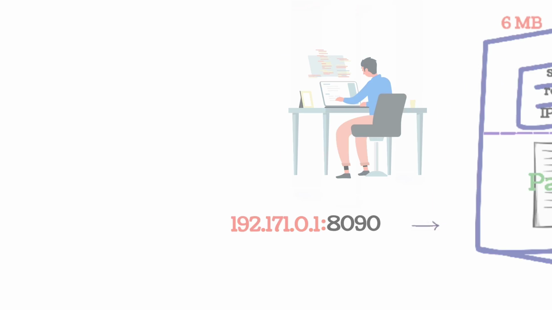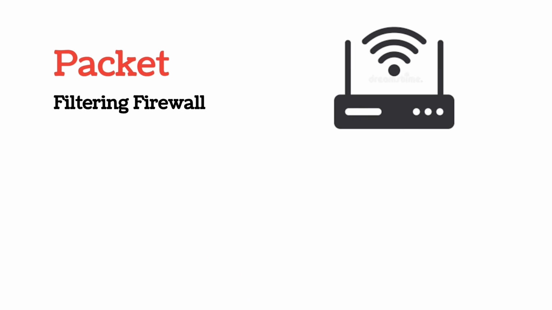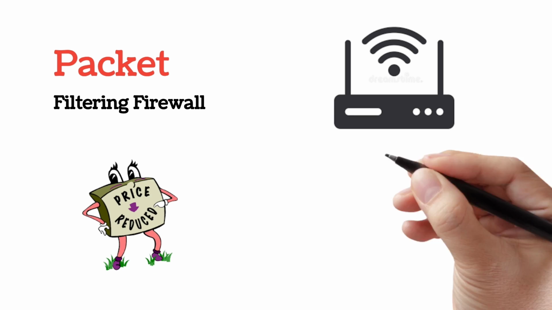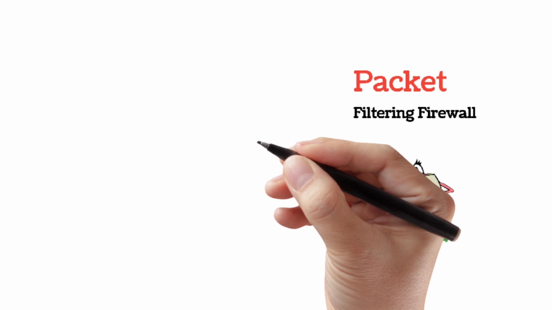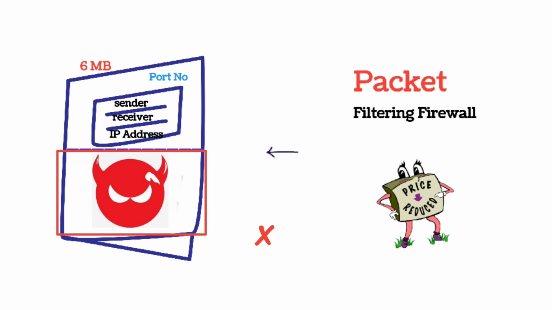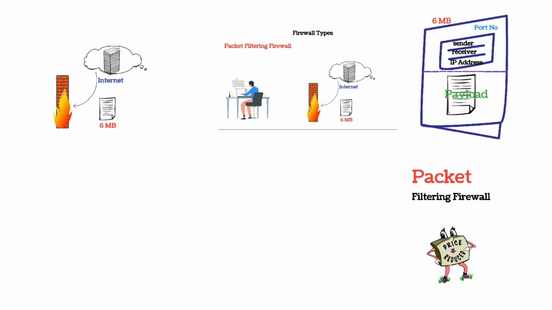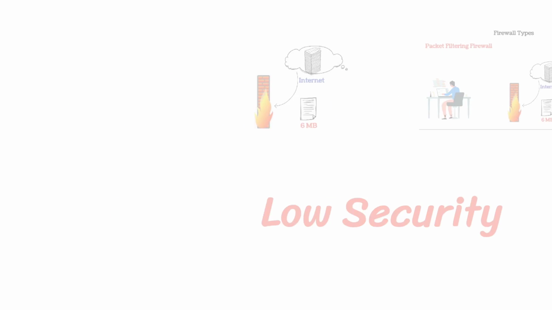The packet filtering firewall is already present in internet routers, so they are the cheapest and quickest way to implement. The only limitation of packet filtering firewall is that it doesn't check the data portion, that is the payload of the data packet. So a hacker could send some malicious code tagged in the payload section. Hence packet filtering firewall provides low security.